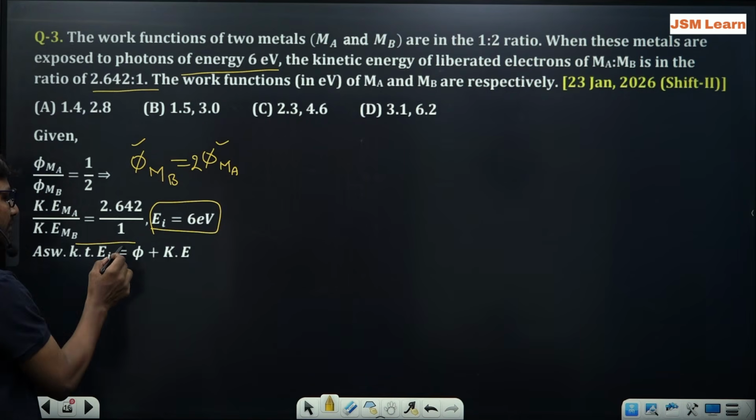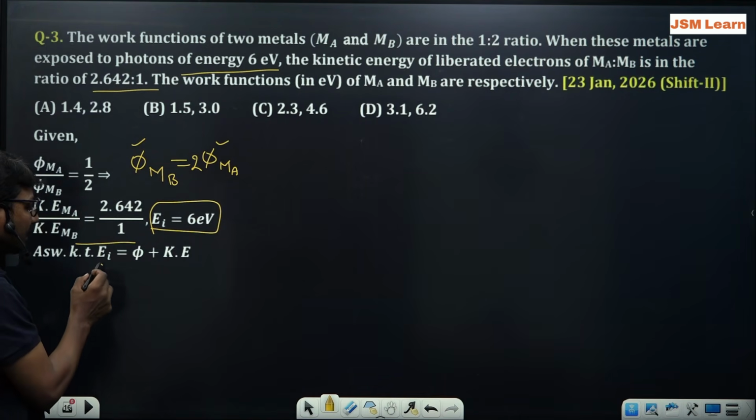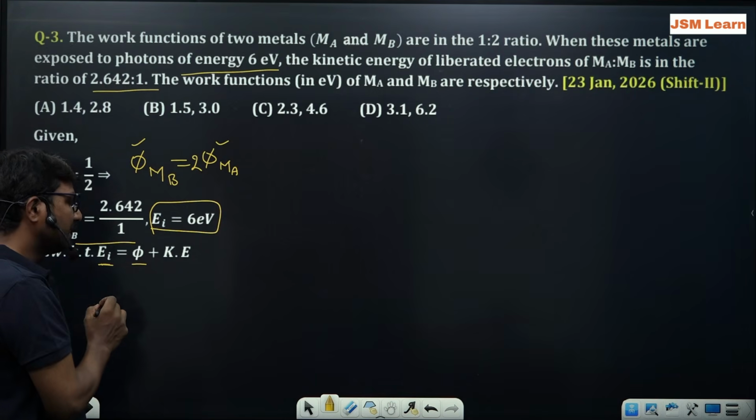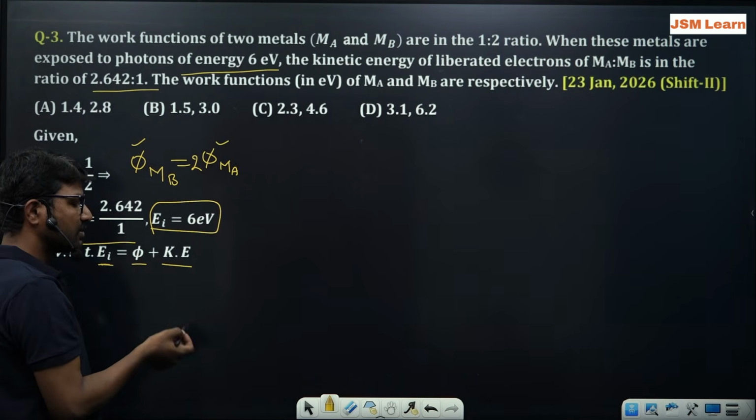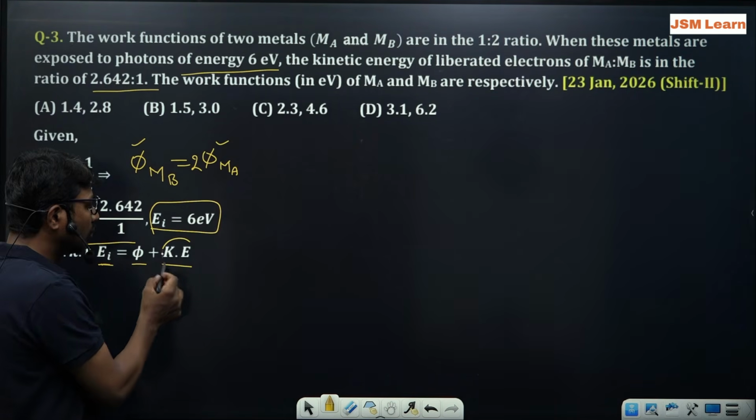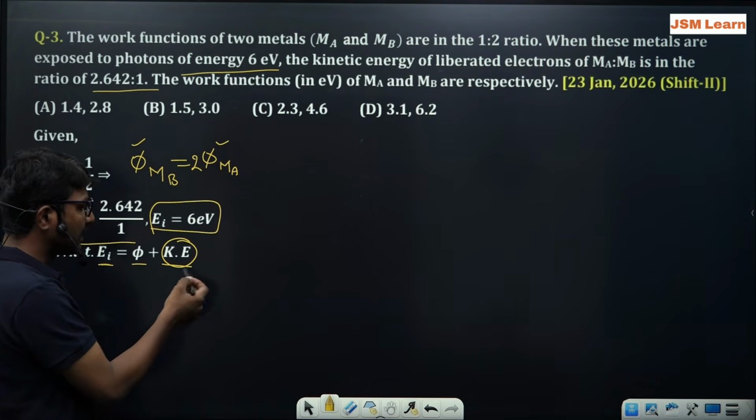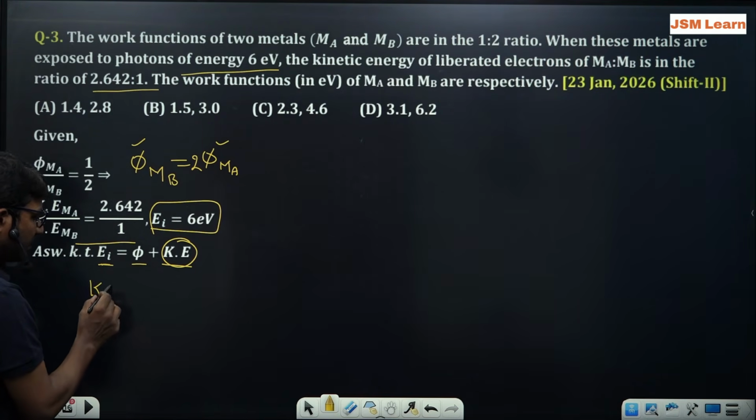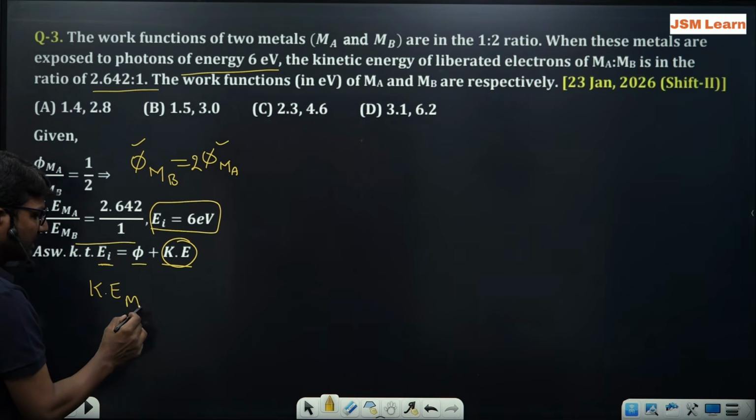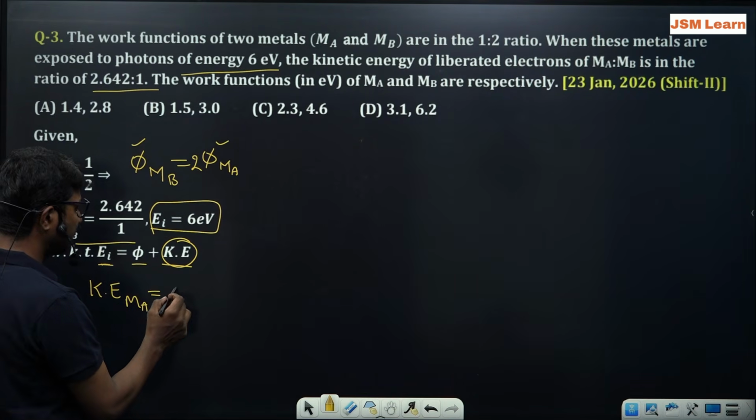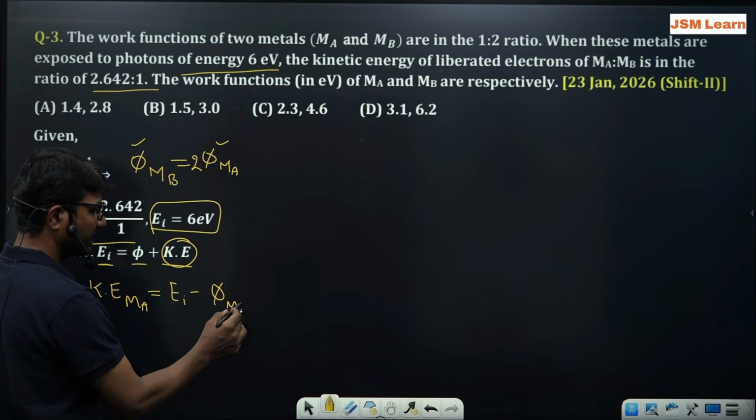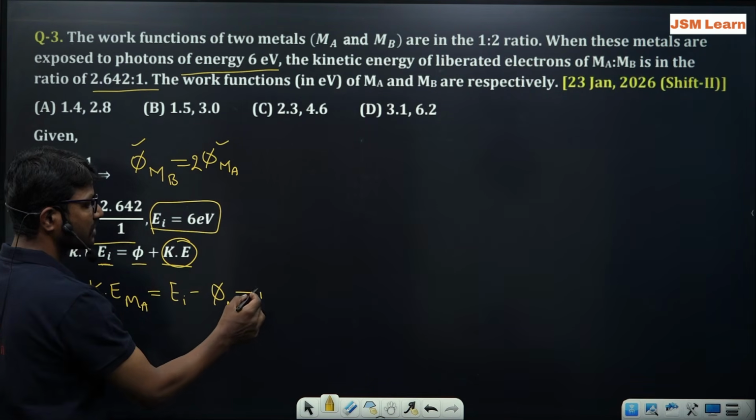So as we know, the energy of the incident light is utilized to eject the electron, and the remaining energy provides the means to move the electron in the forward direction. As kinetic energy it will be utilized. So from this formula we can write the kinetic energy of metal A as the incident light's energy minus the work function of metal A. I am giving this as equation 1.